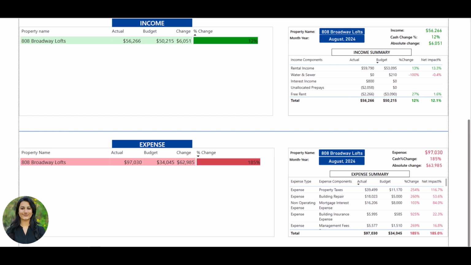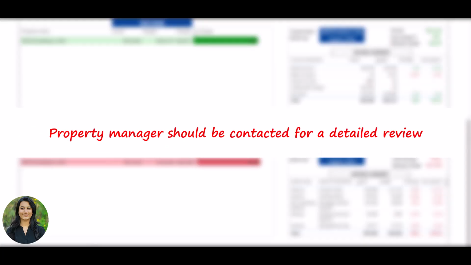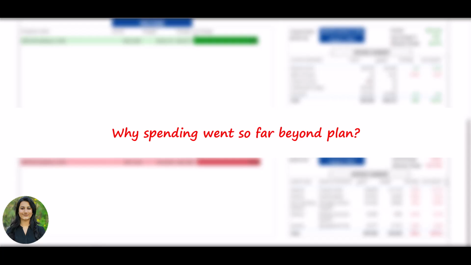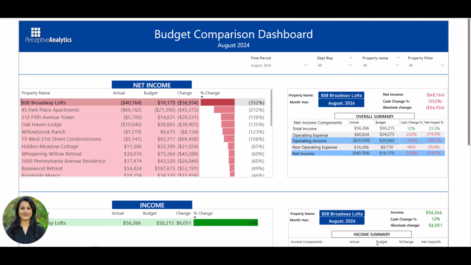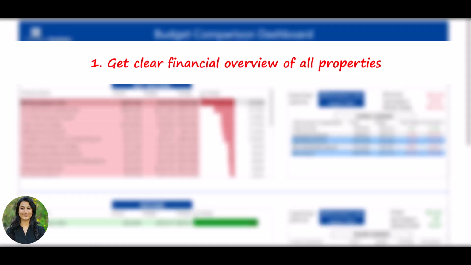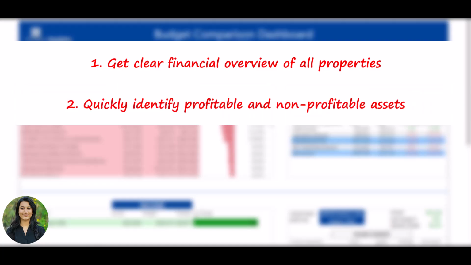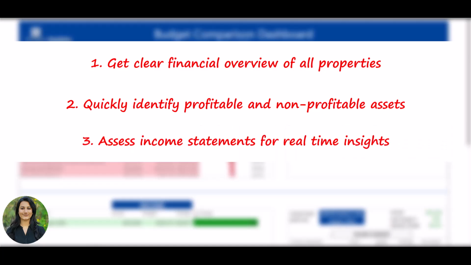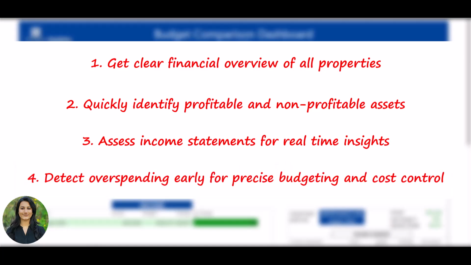In this case, the property manager should be contacted for a detailed review to understand why spending went so far beyond plan and how to fix it next month. With this dashboard, regional managers can get a clear financial overview of all properties, quickly identify profitable and non-profitable assets, assess income statements for real-time insights, and detect overspending early for precise budgeting and cost control.